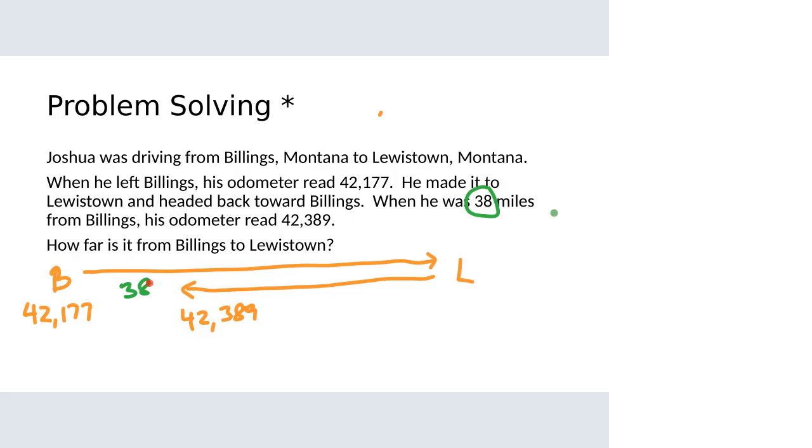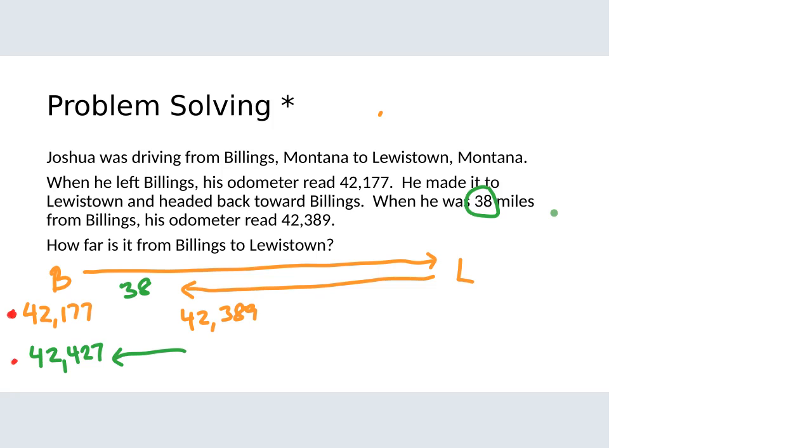So what his odometer reading is going to say when he makes it back to Billings is going to be these two numbers added together. We're going to add those two together because we're going to take the 42,389 that's currently on his odometer. We're going to add 38 miles to that. When he makes it back to Billings, his odometer is going to say 42,427. So he started out with 42,177. He ended up with 42,427.